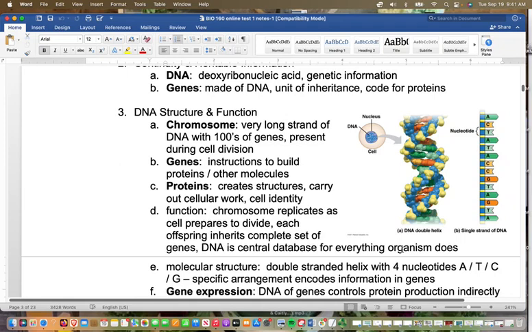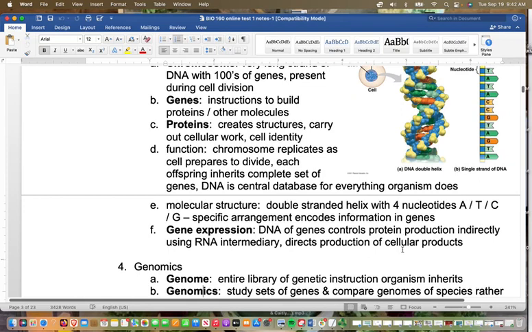So the function of the chromosome is to replicate when the cell is getting ready to divide. Then each of the offspring will get a complete set of the genes when it inherits those chromosomes. So that DNA is the central database, or the central set of instructions for everything that organism does.